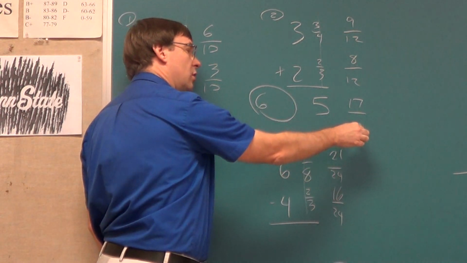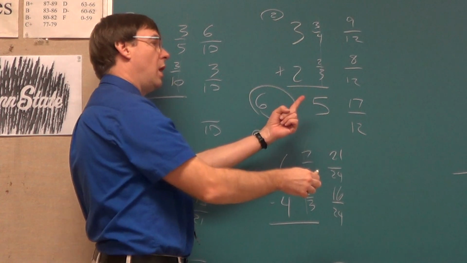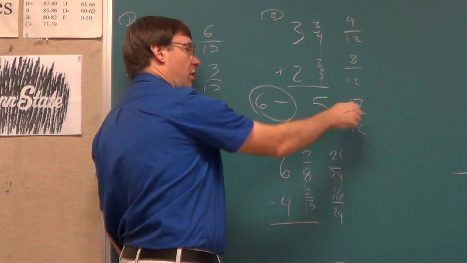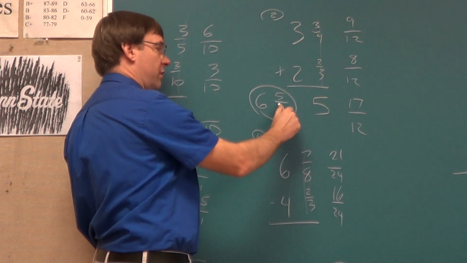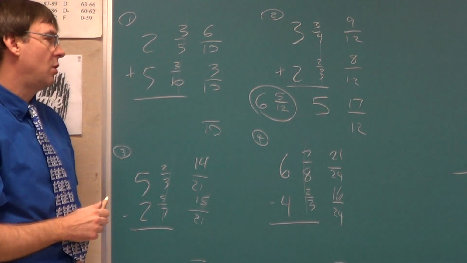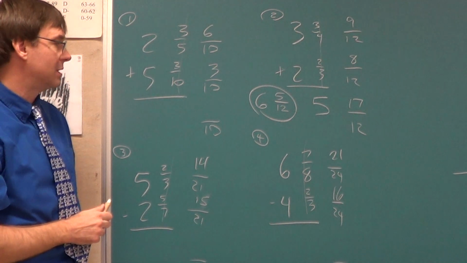We do 12 into 17, it divides in once. So that adds 1 onto the 5, that's where the 6 came from. And when 12 goes into 17, there's 5 leftover, and we don't mess with the bottom. That's probably medium difficulty, number 2 difficulty, I would say.